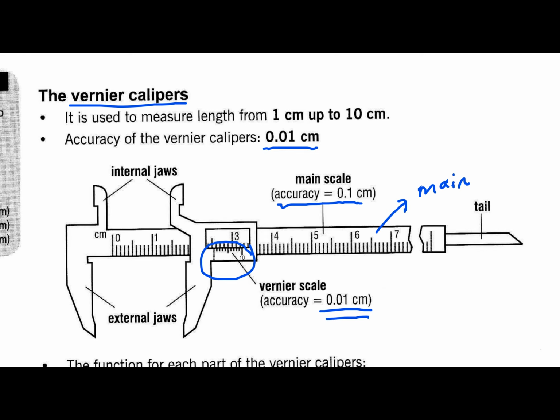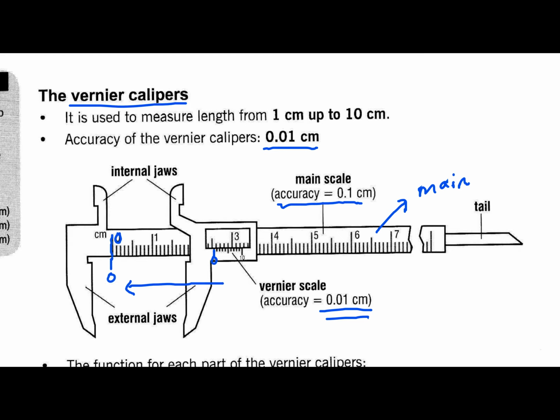How do we use the vernier calipers? Initially, the vernier caliper would be closed, and when it is closed, the main zero would be aligned with the vernier zero. So this line here is the main zero. So when the jaws are closed, this vernier zero here will be aligned with the main zero.